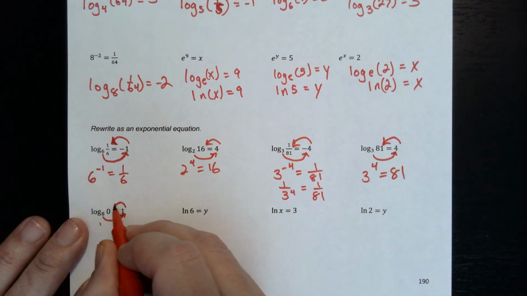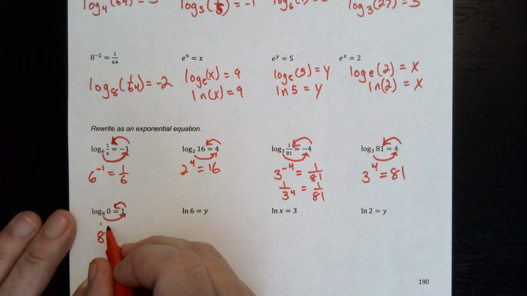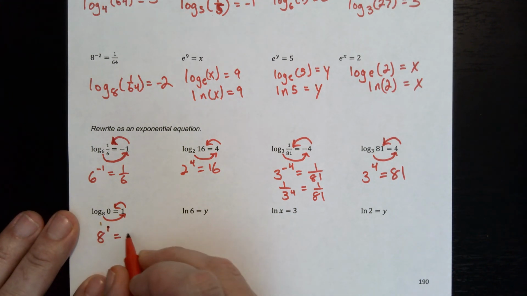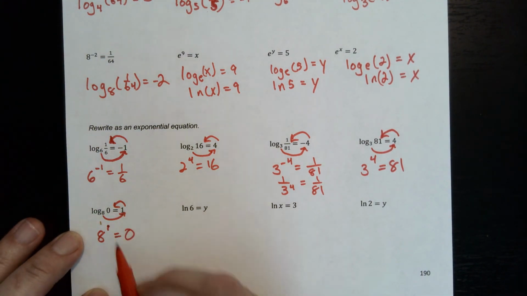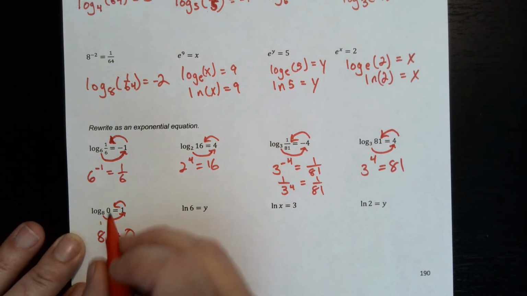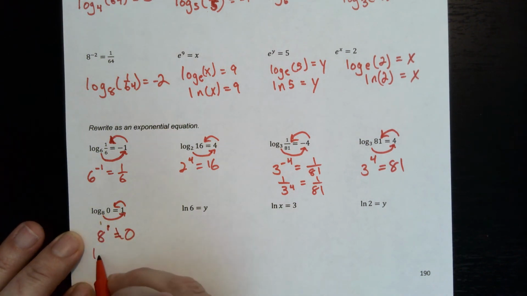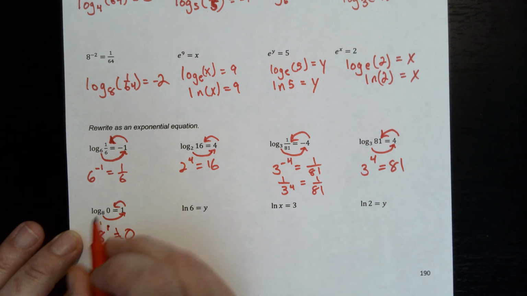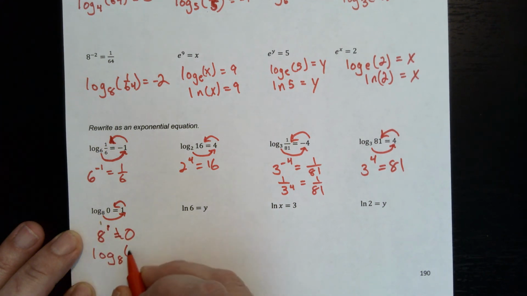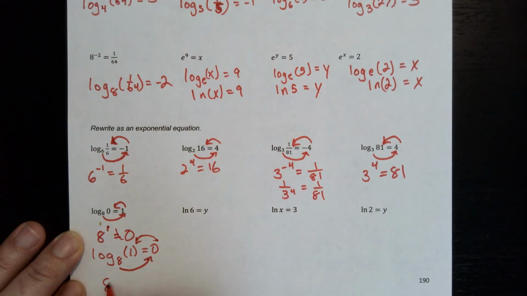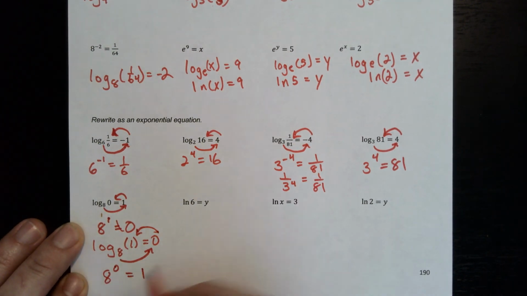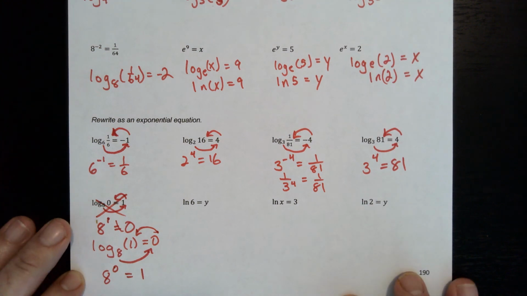This one, 8 to the 1 power equals 0. This one is definitely not a true statement. So this is definitely wrong. 8 to the 1 power is not equal to 0. This was miswritten, so let's write it in the correct way, how it was supposed to be written. It should have said log base 8 of 1 is equal to 0. When I do that, it becomes correct. It would be 8 to the 0 power is equal to 1. So that was miswritten. That's the reason it didn't work out.